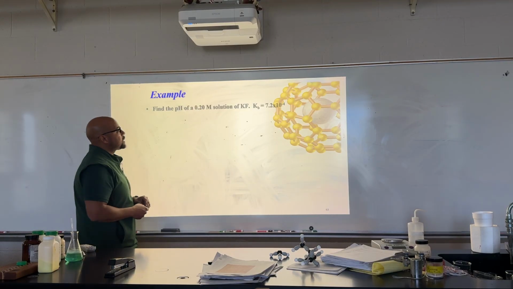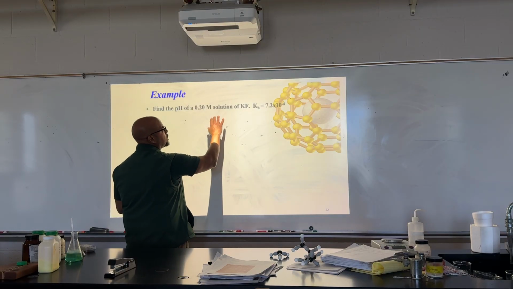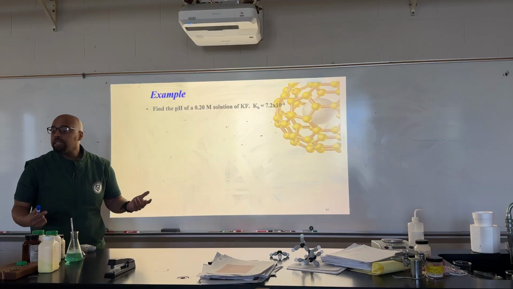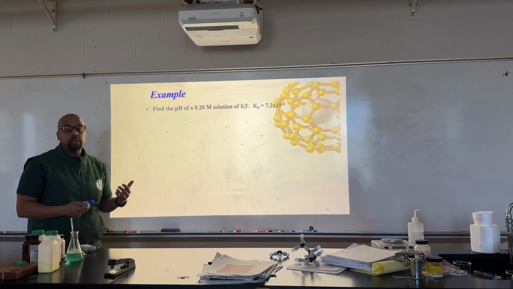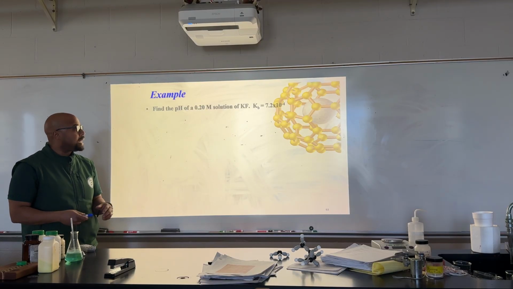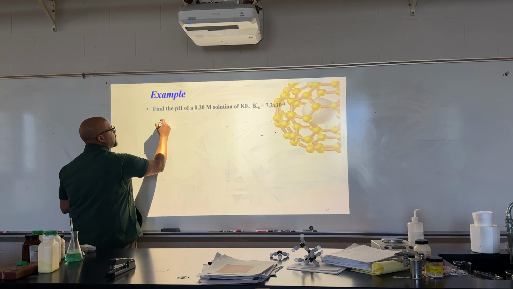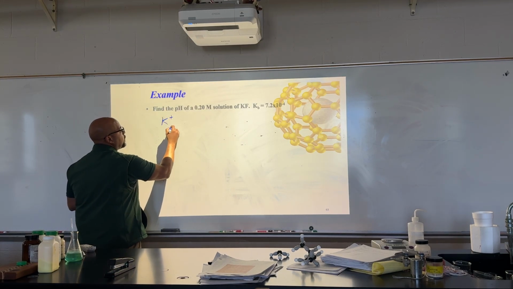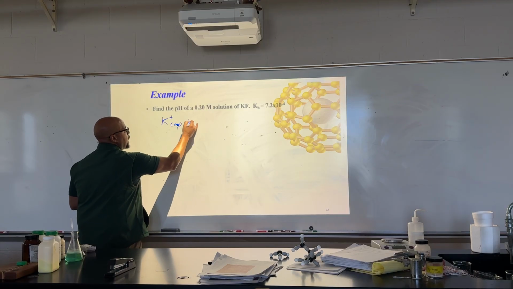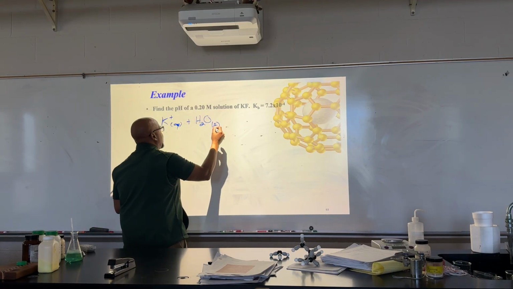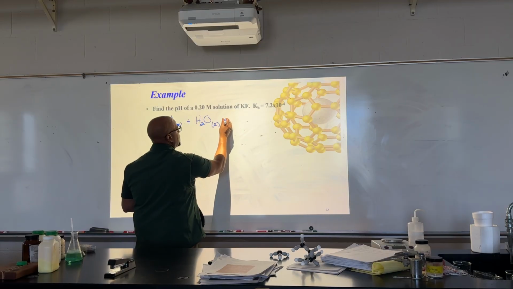The first thing I'm going to say is, okay, I've got a 0.2 molar solution of potassium fluoride. It's an ionic compound. I need to break this thing into pieces to figure out who's going to go through that hydrolysis reaction. So I'm going to start off by looking at the potassium and how it interacts with H2O, liquid.